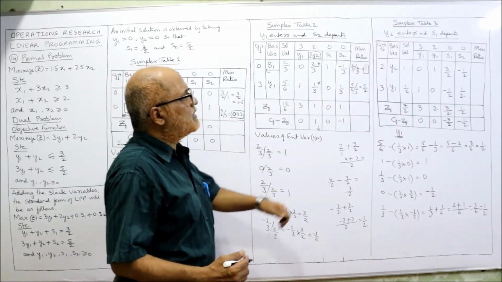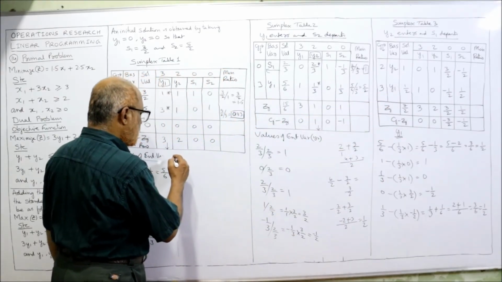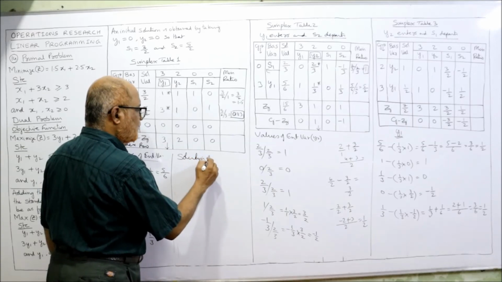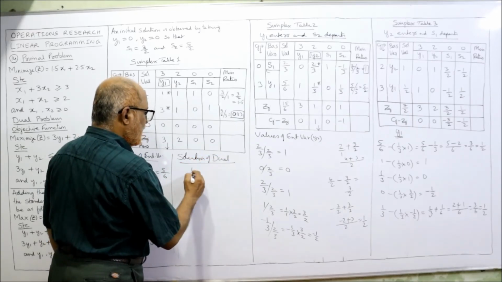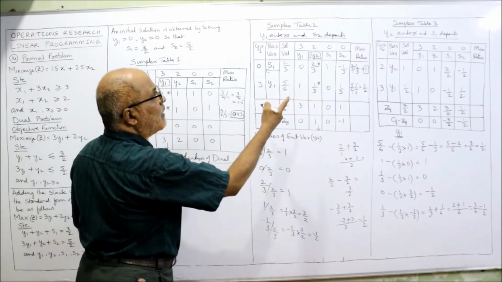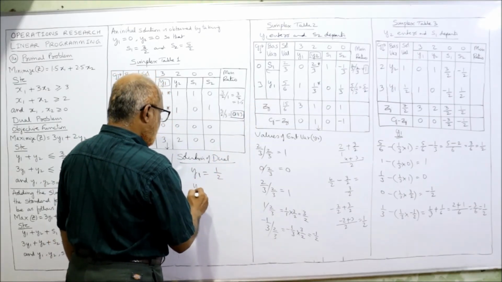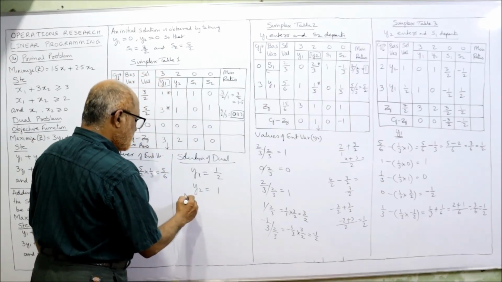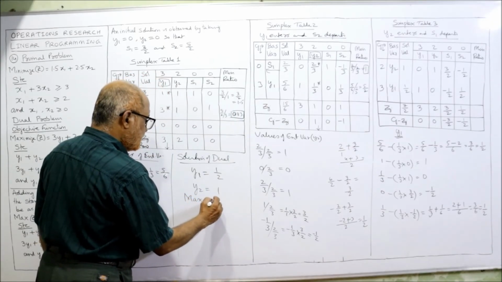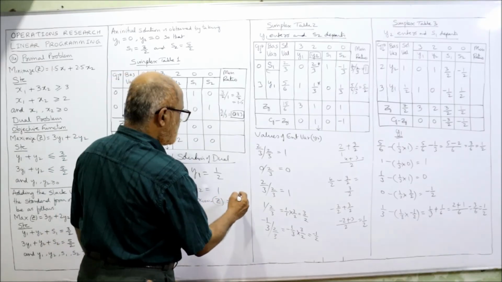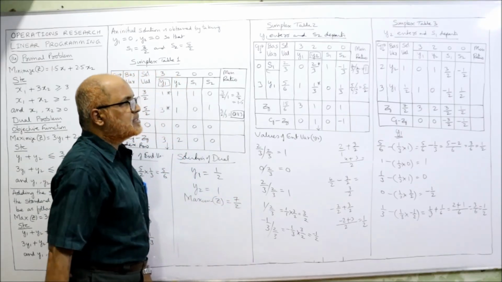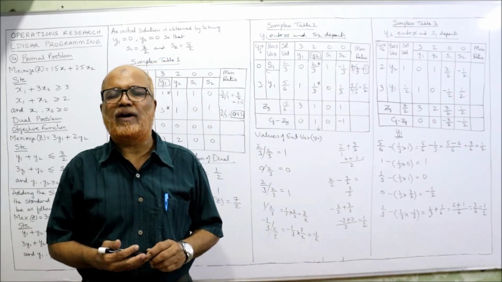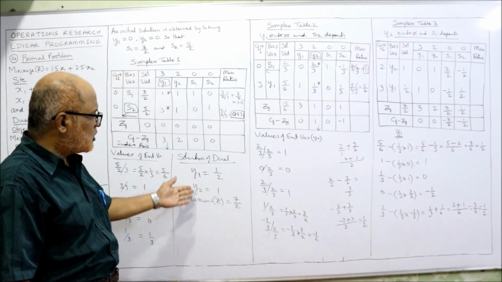The final simplex table says y1 is equal to solution of dual. Solution of dual is y1 is equal to 1 by 2. y2 is equal to 1. And maximum z is equal to 7 by 2. 7 by 2. That's all. And one more thing I told you, it is asking you to find out the solution of dual, and we've got the solution of dual.